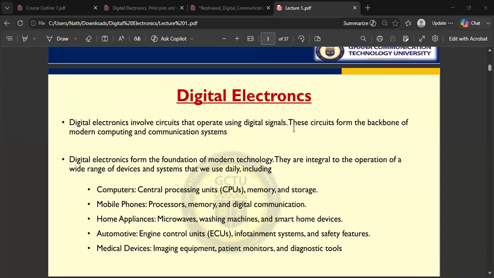Basically, digital electronics, or digital circuits, form the backbone of our modern communication systems. Even currently, our computers, our calculators, our modems, and all these are designed more in digital form. They are in digital form.